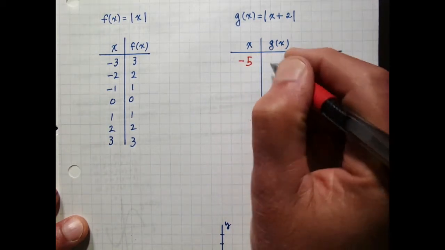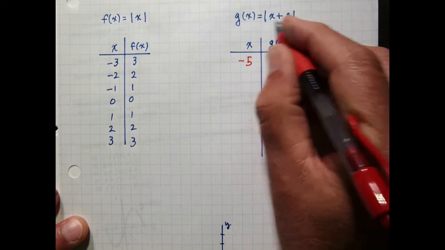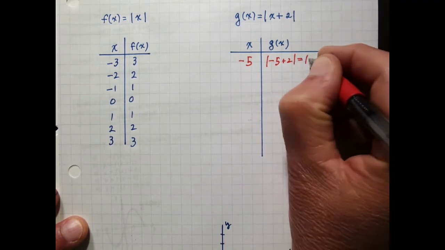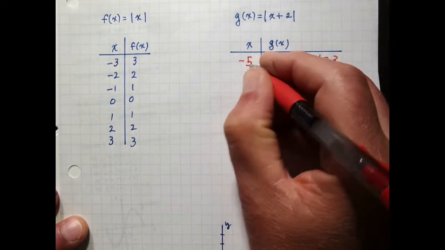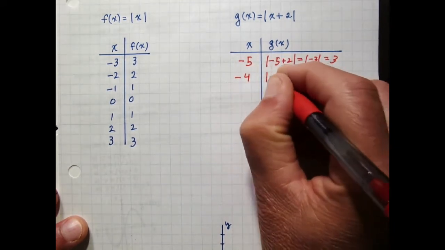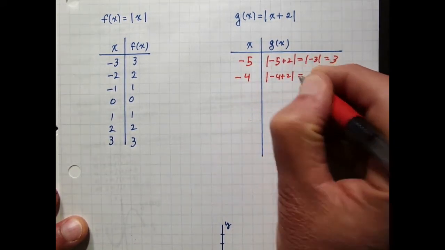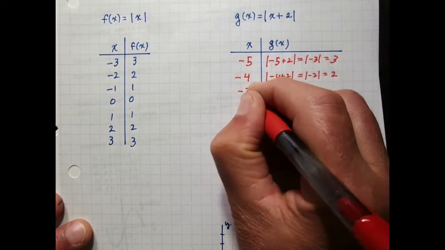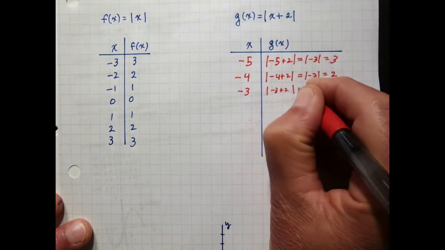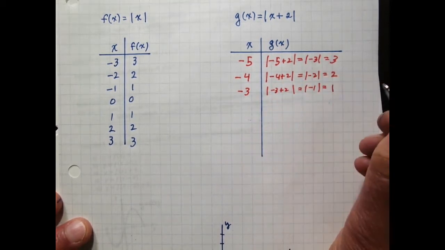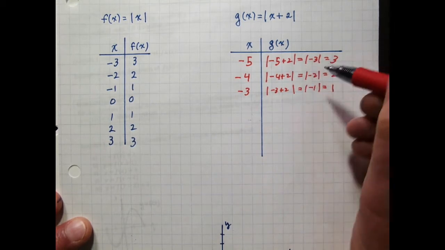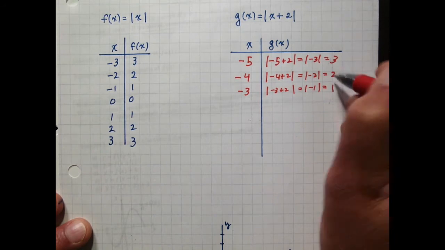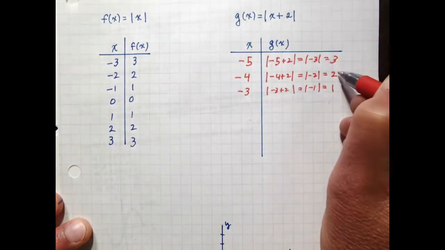I'm actually going to start with x equals negative 5 here and plug into the function G. So I get the absolute value of negative 5 plus 2 is the absolute value of negative 3 is 3. If I plug in negative 4, I get the absolute value of negative 4 plus 2, which is the absolute value of negative 2 is 2. If I take negative 3, the absolute value of negative 3 plus 2 is the absolute value of negative 1 is 1. And I don't know if you see the pattern yet, but I'm doing something similar to what I did in the previous exercise. I'm trying to get the same y values, the same outputs. I get 3, 2, 1 here. I'm getting 3, 2, 1 here.